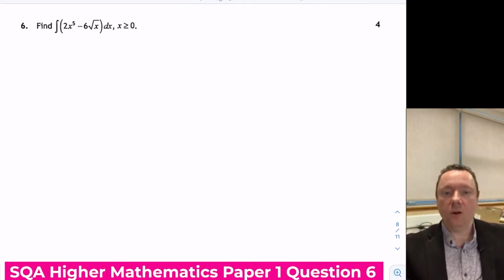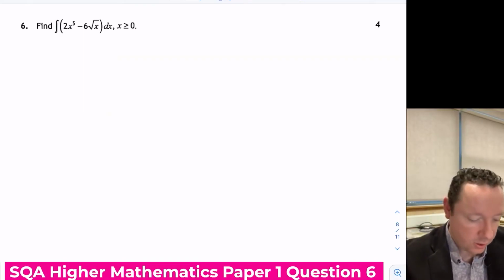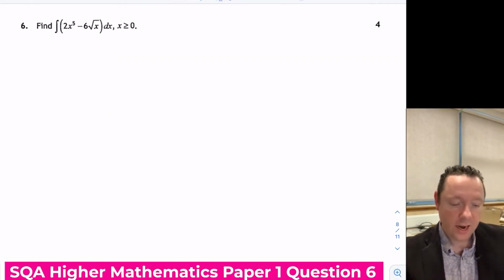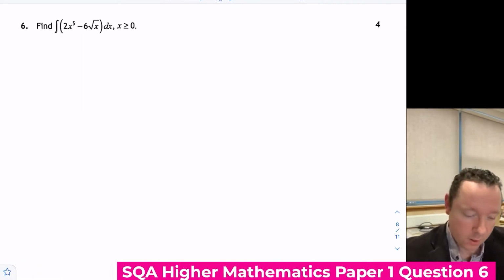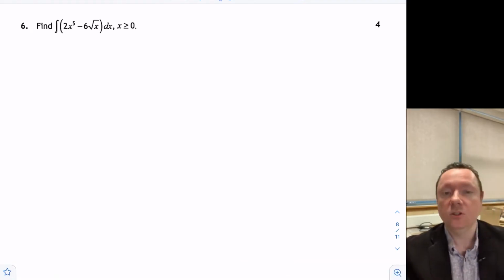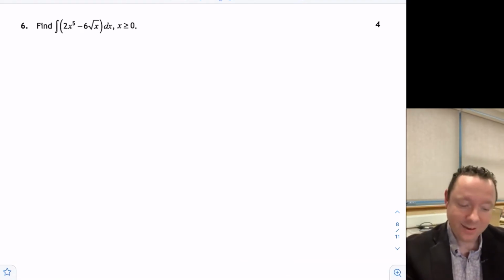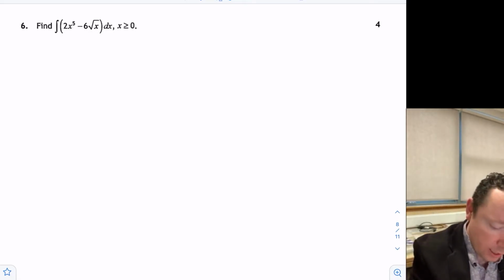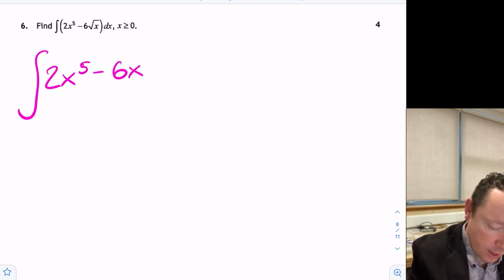SQA Higher Maths 2023 Paper 1 Question 6. Integrate 2x to the power 5 minus 6 root x dx for x greater than or equal to 0. So integration without limits means there's going to be a plus c, but I need to get it ready to integrate. Root x becomes x to the half. So I'm going to integrate 2x to the 5 minus 6x to the half dx.